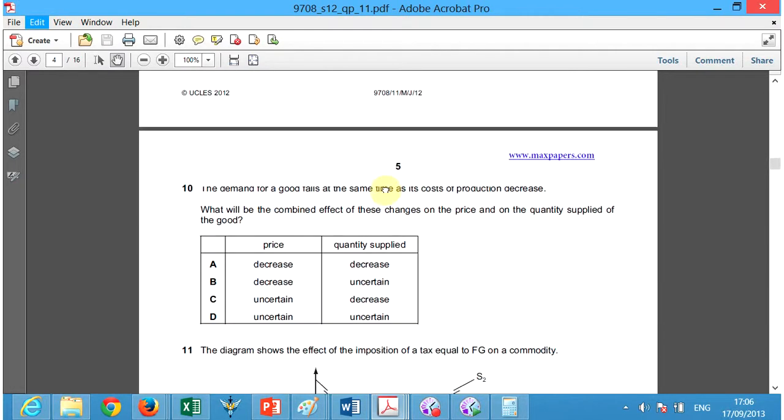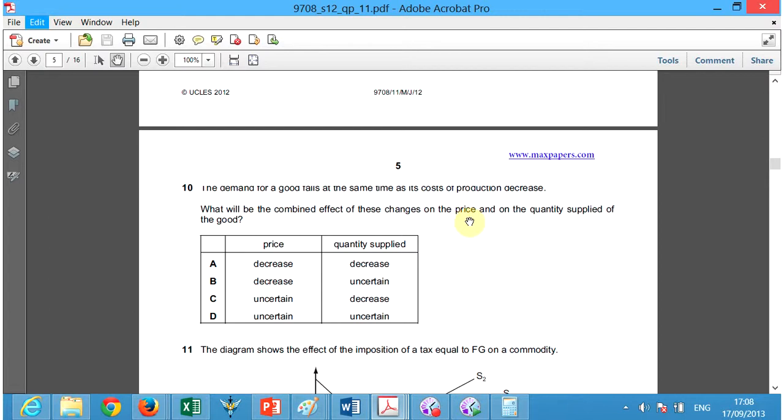Number 10. The demand for a good falls at the same time as its cost of production decreases. What will be the combined effect of these changes on the price and quantity of the supplied good? Okay, in this example, we can see the demand for a good falls. So that means if we have a demand curve here, imaginary, you have to use your imagination, and the price level falls here, demand falls, that means people want less. You can see the line in your imagination. And it's looking like this.